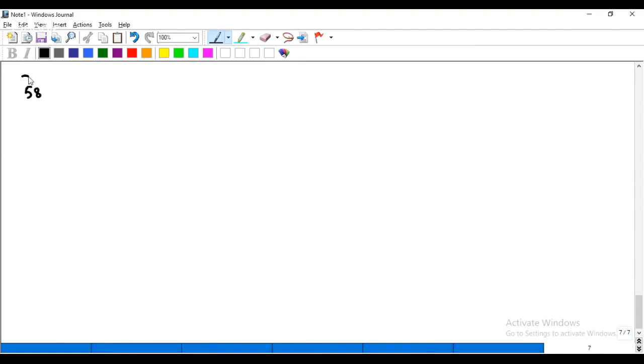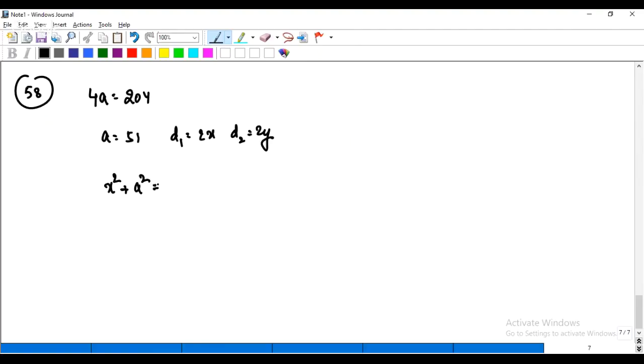58, if you look at it, it's a rhombus. The perimeter of a rhombus is given. So I can say perimeter is 204 means the side is 51. And two diagonals, if you take it, diagonal 1 is 2x and diagonal 2 is equals to 2y. The relation is x square plus y square is equals to a square. And also the area of a rhombus is equals to 2xy. So we know x, 48 by 2 is 24. We know this is 51.